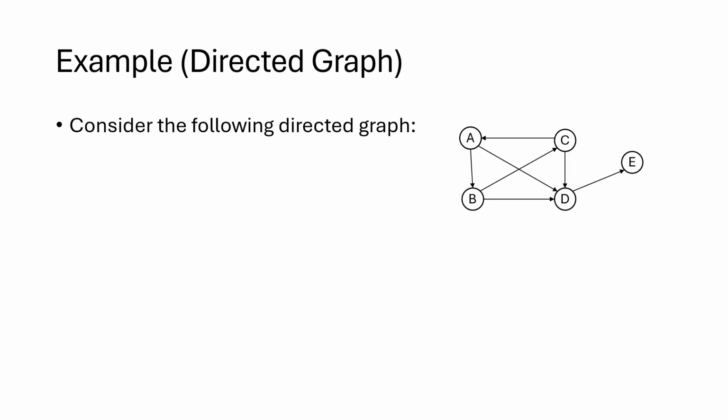Now here's another example, and this time our graph is directed. So the first question is, is the sequence A, C, D, E a path? And if you look at the graph, first going from A to C, you see that there is no edge from A to C. We have an edge going from C to A, but in a directed graph, that's not the same as going from A to C, which means that this sequence is not a valid path because there is no edge from A to C.